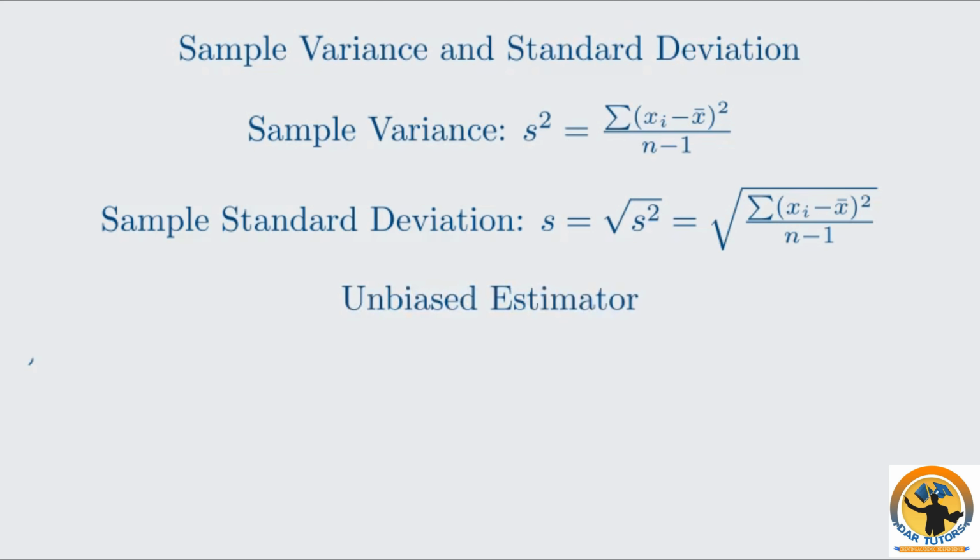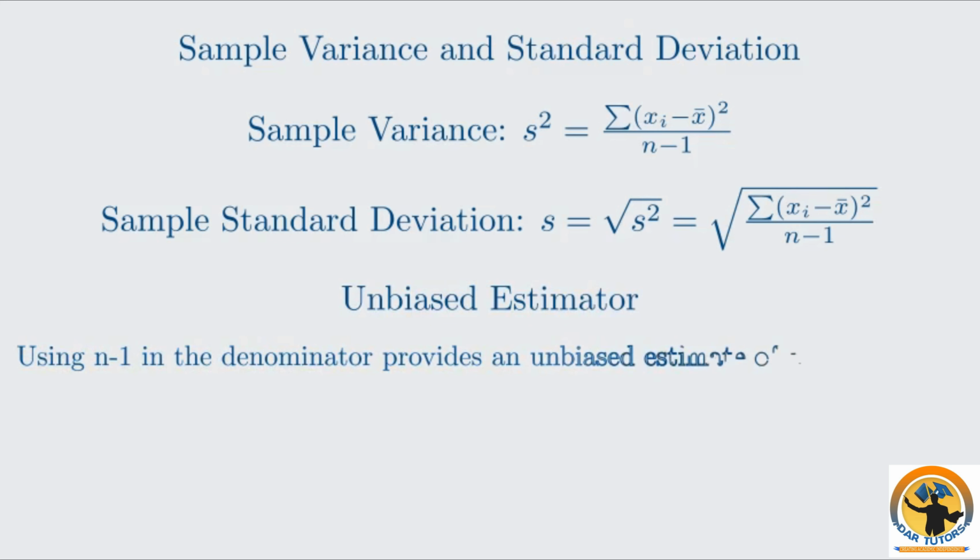Think of it this way. To calculate the sample mean, you have n pieces of information. But once you know the sample mean, you've used up 1 degree of freedom. You only need n minus 1 of the data points to calculate the last one given the mean. So, we divide by the actual number of independent pieces of information we have. It's a subtle but very important statistical concept that ensures our sample statistics are good predictors of the population parameters.